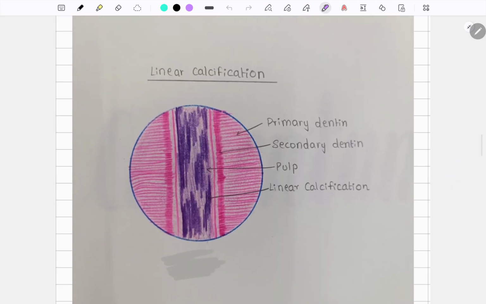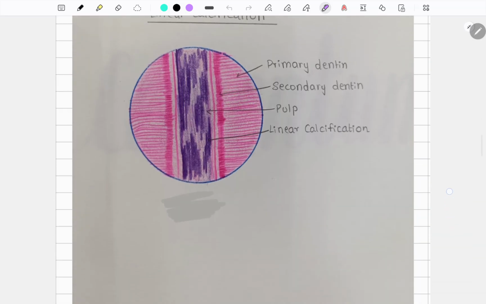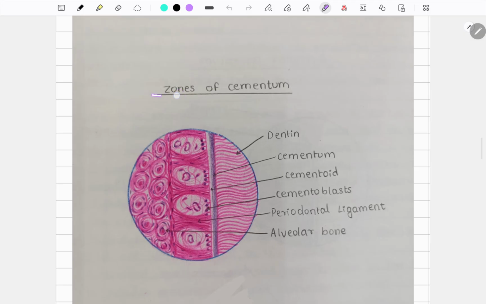Moving on to next, linear calcification. So linear calcification is calcified deposits that appear as thin, elongated lines along the blood vessels. You can see that it is thin and it is elongated. This is blood vessels or collagen fibers in the dental pulp. So this is pulp. You can see the elongated fibers, and this is primary dentine. This is secondary dentine.